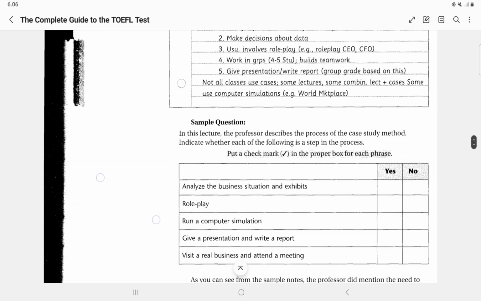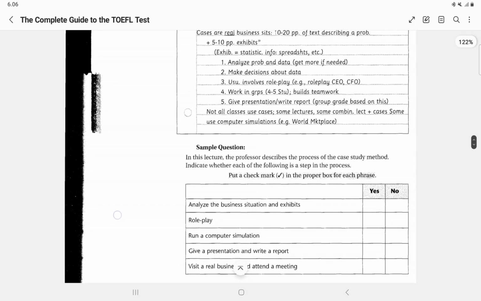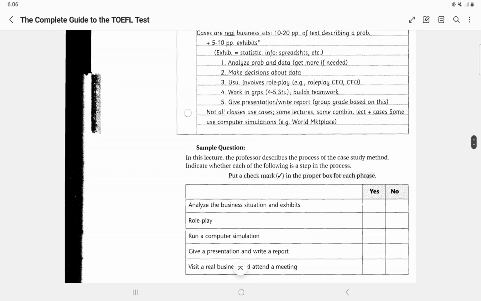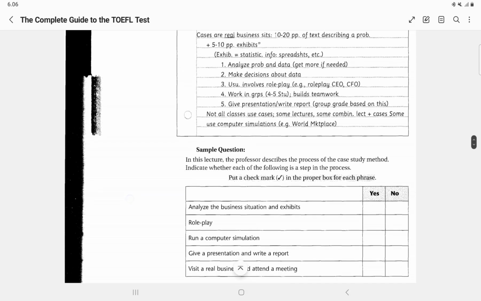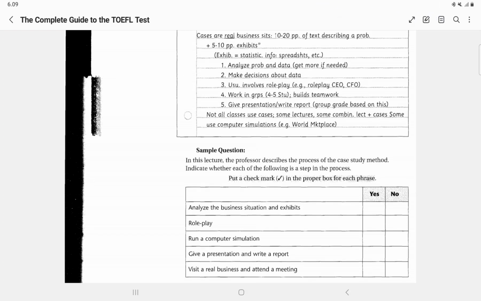In this lecture, the professor describes the process of the case study method. Indicate whether each of the following is a step in the process. Okay, it's about case study method. Item. Listen to part of a discussion in a business class.